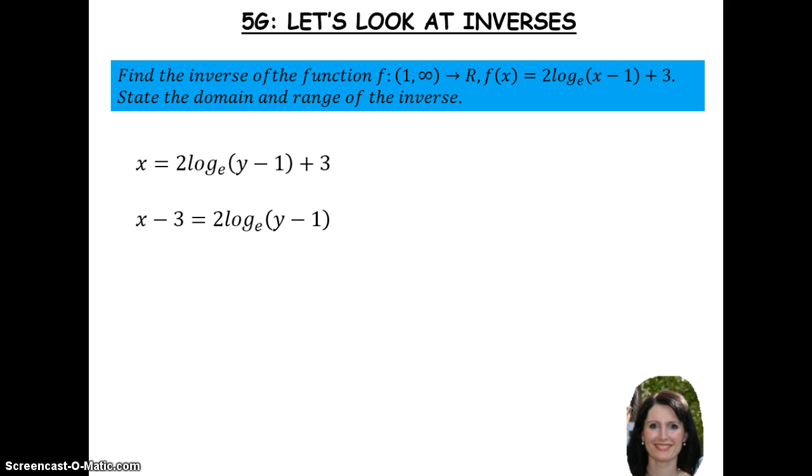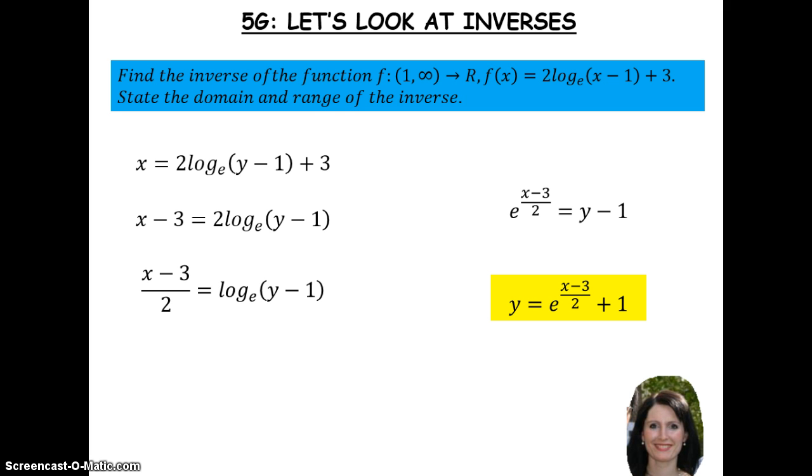x minus 3 equals 2 log e of y minus 1. We divide by 2 on both sides, so x minus 3 over 2 equals log e of y minus 1. I want to get the log e away, so I have e to the power of x minus 3 on 2 equals y minus 1, and then I just have to add 1 on both sides, leaving me with y equals e to the power of x minus 3 on 2, plus 1.